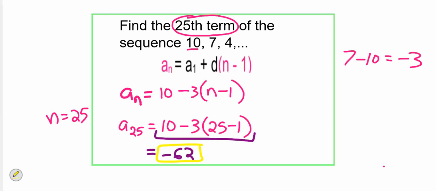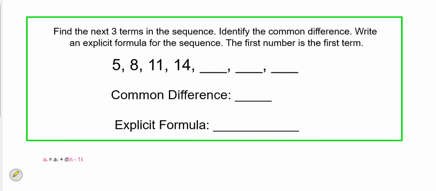Okay, so I picked up my calculator after I finally found it, and I got negative 62. All right, let's see what comes next. All right, we've got a sequence, and they want us to fill in the next three terms.